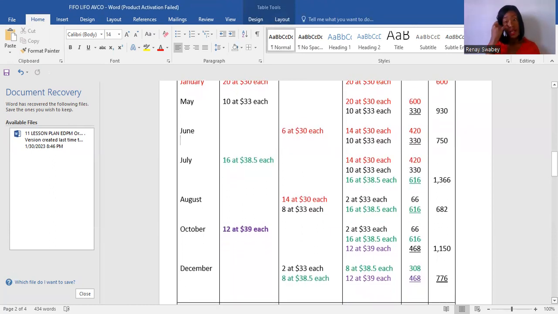So we're moving on to July. In July, we purchased 16 cases. Selena purchased 16 cases of, was it pineapple, from Taifa. And she used to sell one of those pineapples for $38.5.